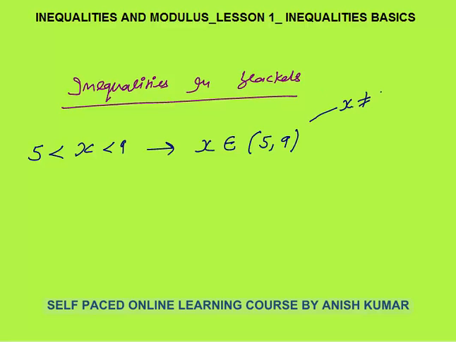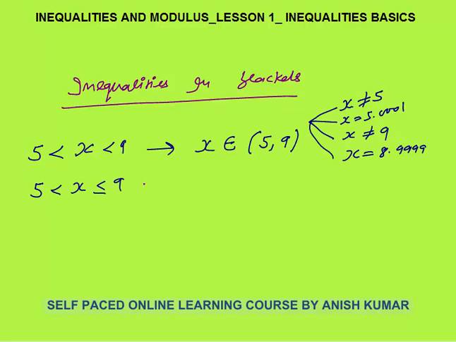X is not 5, it is greater than 5. X can be 5.0001. Same way x can't be 9. X can be 8.9999, but x will not be equal to 9. So 5 and 9 are not included. Small brackets will come.